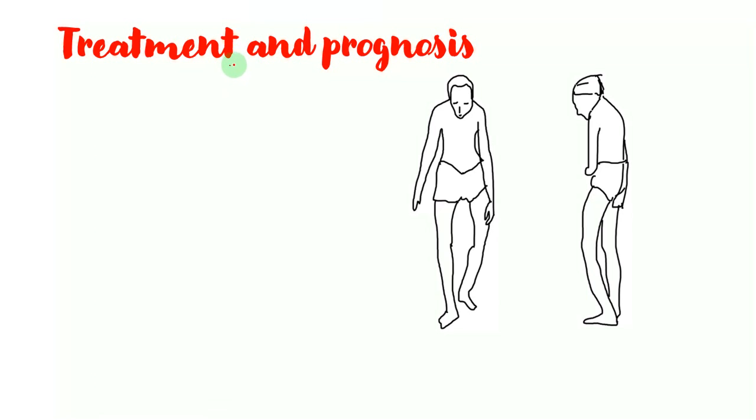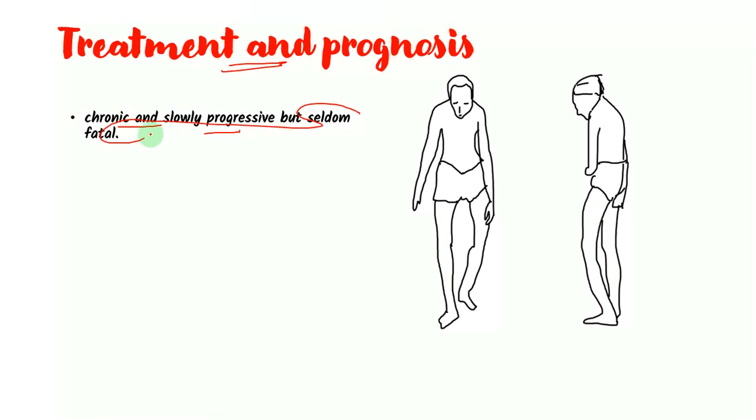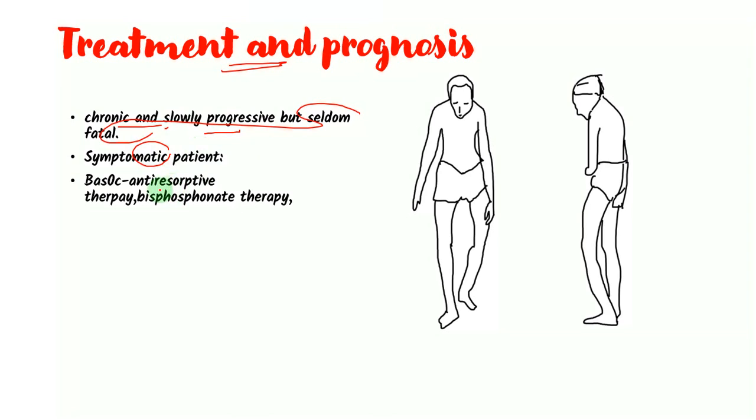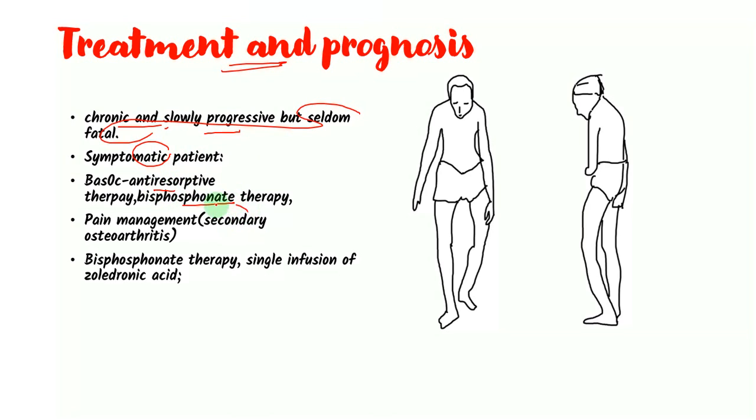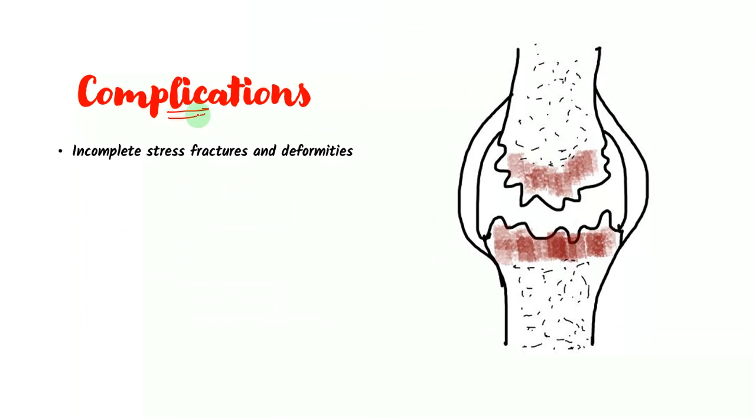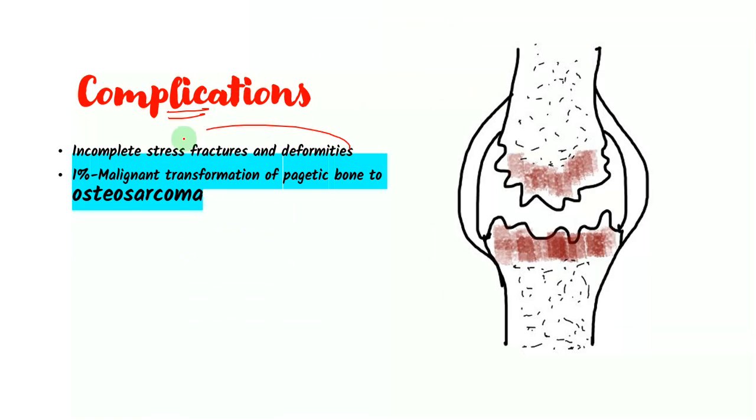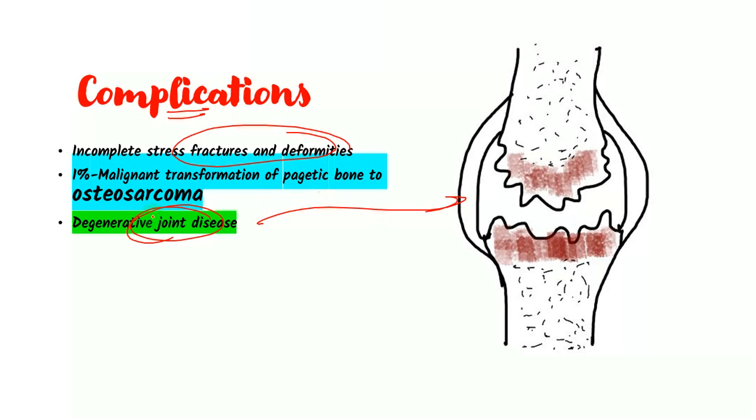A final note on the treatment and prognosis. Yes, this is a chronic and slowly progressive disease, but it is seldom fatal. The asymptomatic patients do not require treatment, and in symptomatic individuals, indicated is anti-resorptive therapy or bisphosphonate therapy. In secondary osteoarthritis, there is pain management. The complications include incomplete stress fractures and deformities, degenerative joint diseases such as secondary osteoarthritis.